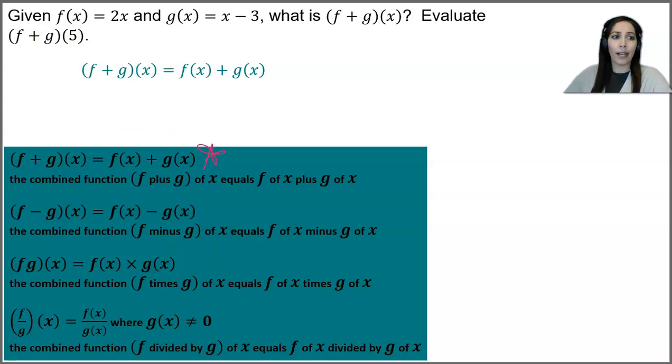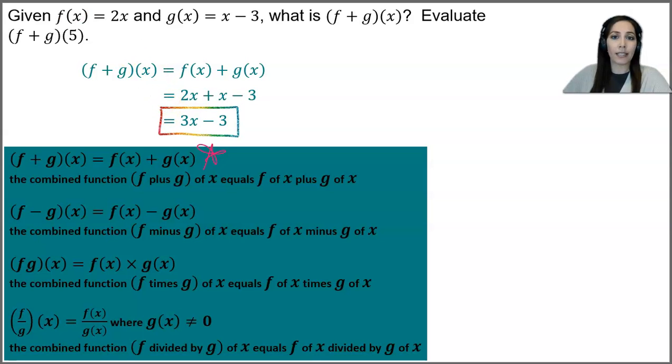So what I'm going to go ahead and do is take my f of x, which was 2x, and then add my g of x, which was x minus 3. And from here, I'm going to combine like terms. 2x plus x becomes 3x. So I have the combined function of f plus g of x equals 3x minus 3. So this is the first part of the problem.